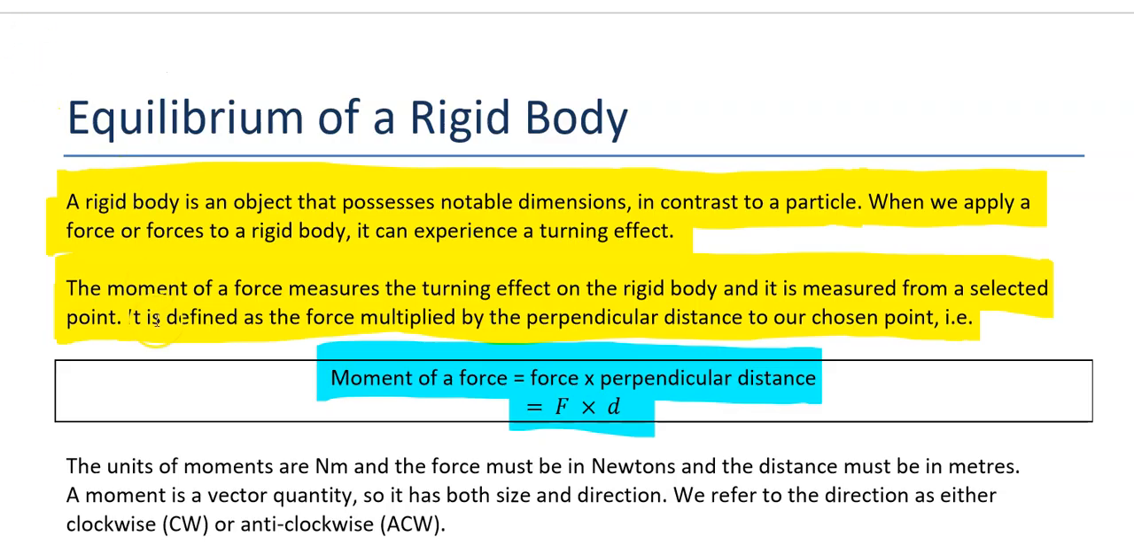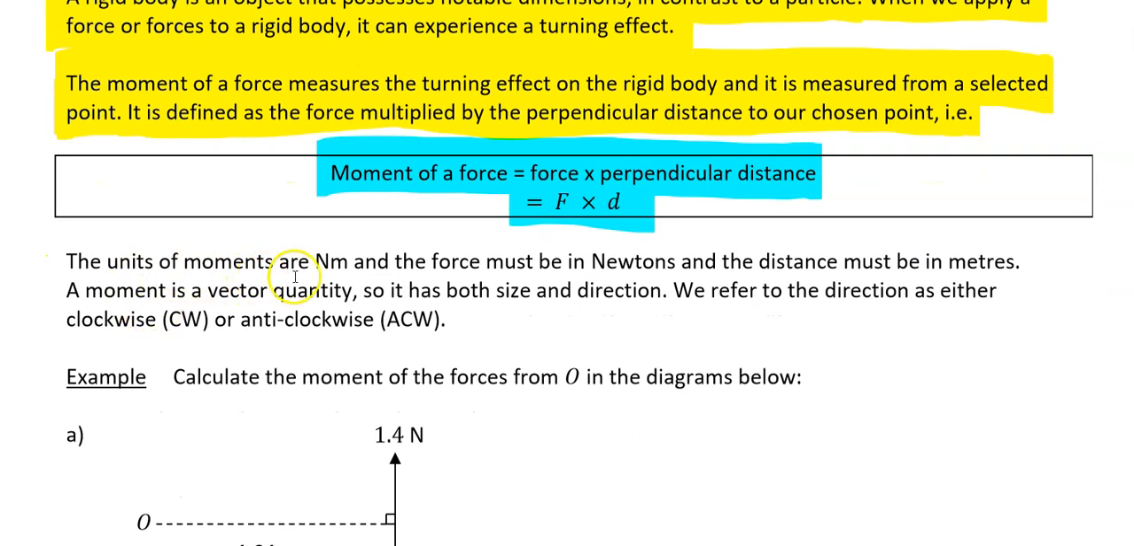Okay, so back to our notes. First of all, the units of moments are Newton meters. Remember what that is. It's force times distance. So force is in newtons and distance in meters, and the force must be in newtons and the distance must be in meters. A moment is a vector quantity, so it has both size and direction. So we refer to the direction as either clockwise, CW, or anticlockwise, ACW. And we're just going to look at a couple of examples now of how we go about doing this.